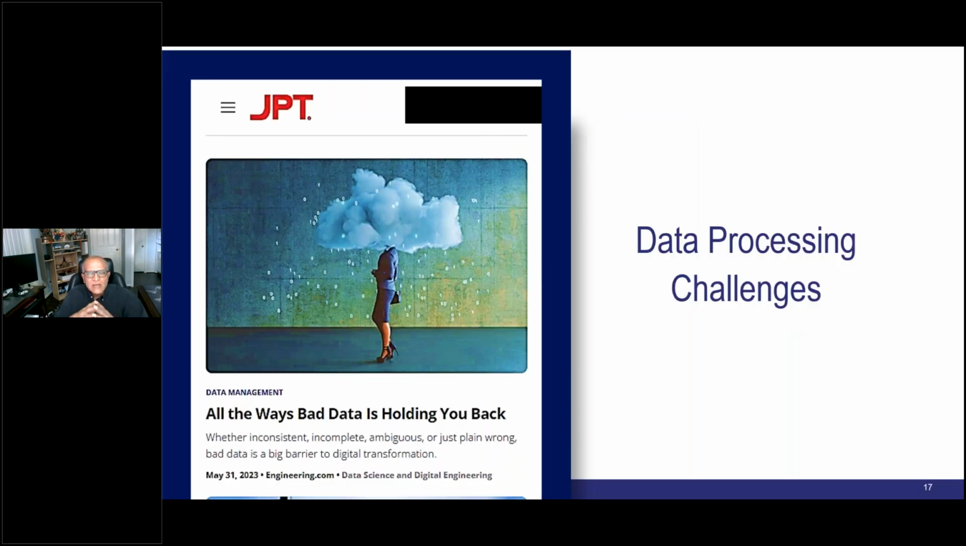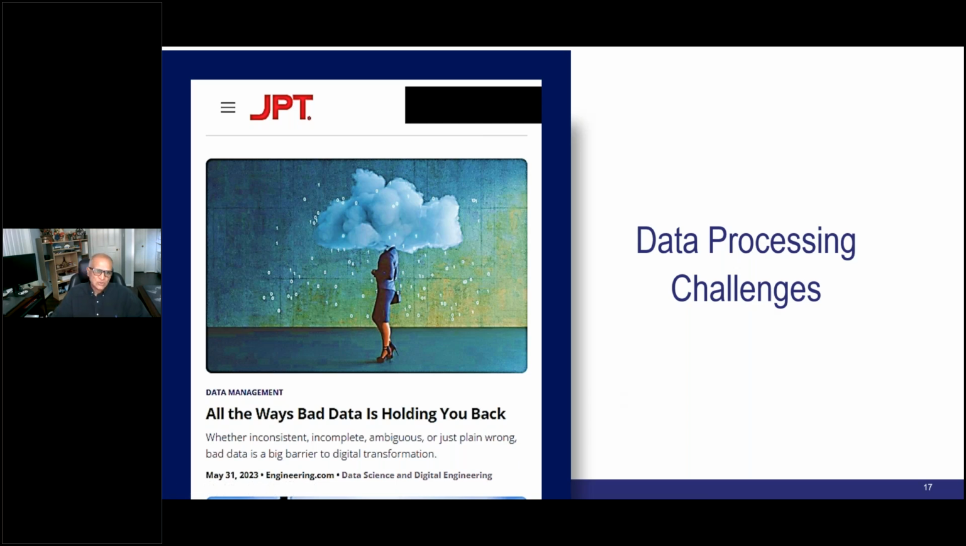Now, with the data also comes the data processing challenges. And as this graphic on the left shows, oftentimes we move around with a cloud hanging over us because we know that the bad data is out there, but what we don't know is how it is hurting our decision making, meaning how it is hurting our analysis. All the ways bad data is holding you back. And that's why I said that the production data needs TLC too.